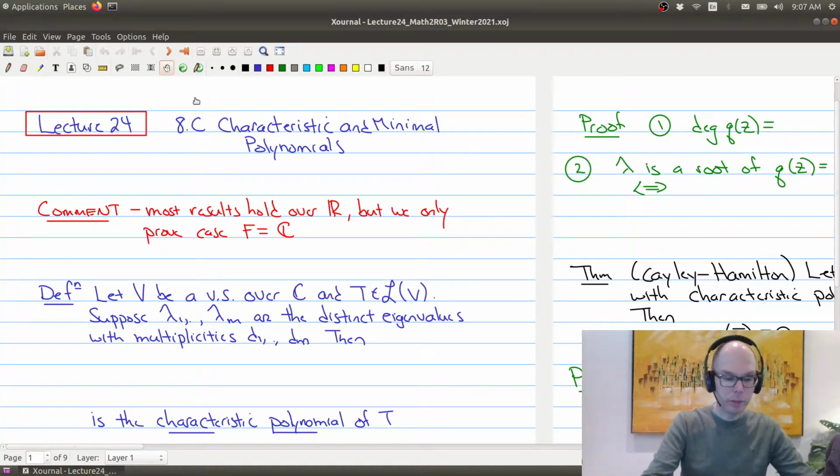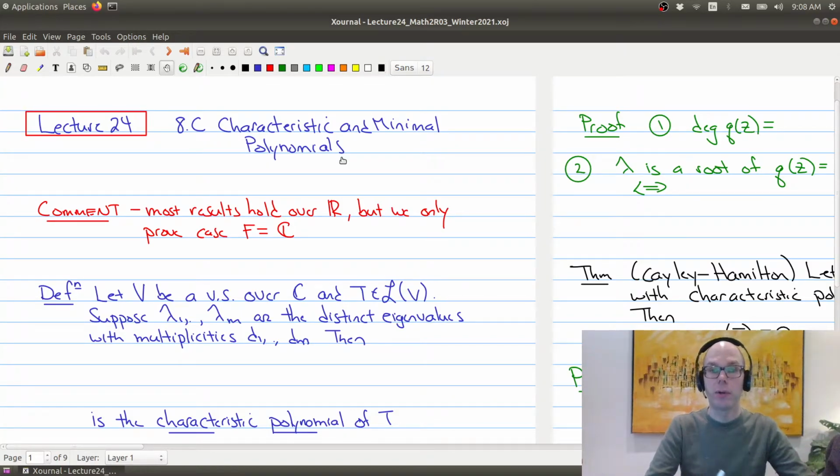In today's lecture, we're going to be looking at section 8.C of the textbook, where we're going to learn about characteristic and minimal polynomials. Now, characteristic polynomials are something that you would have seen in Math 1B03, your first linear algebra course, but we're going to define them differently in today's lecture. We're going to use the eigenvalues and their multiplicities to define these polynomials. And the new thing that we're going to talk about is the minimal polynomials.